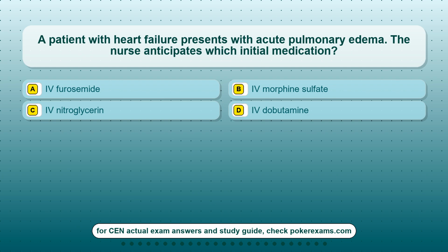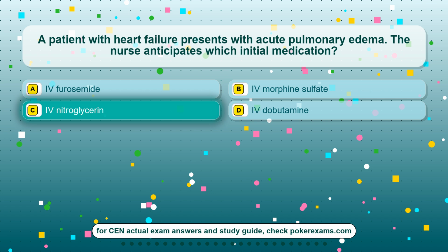Question 24. A patient with heart failure presents with acute pulmonary edema. The nurse anticipates which initial medication? Option A, furosemide. Option B, morphine sulfate. Option C, nitroglycerin. Option D, dobutamine.